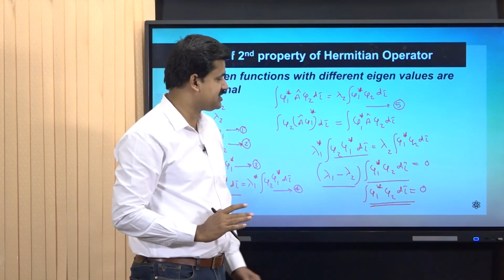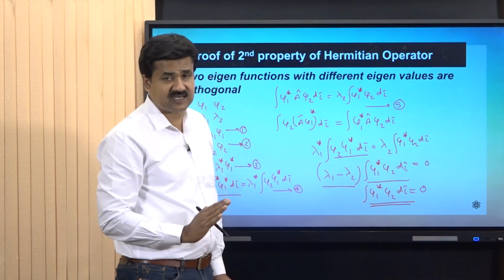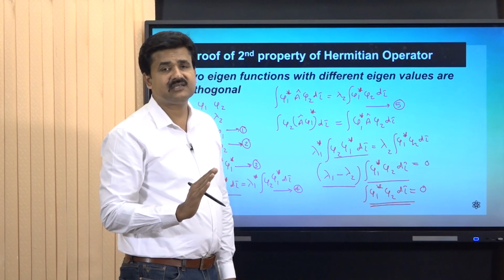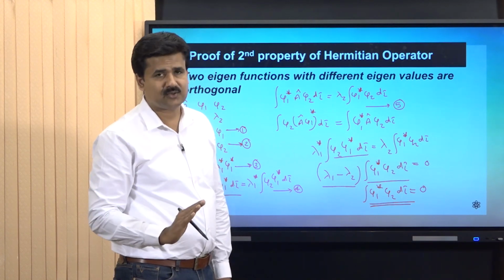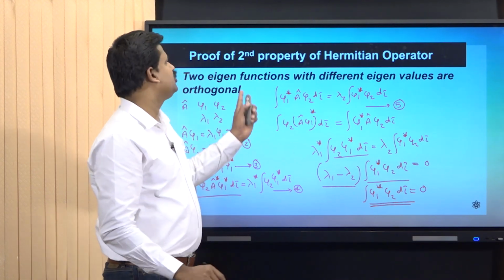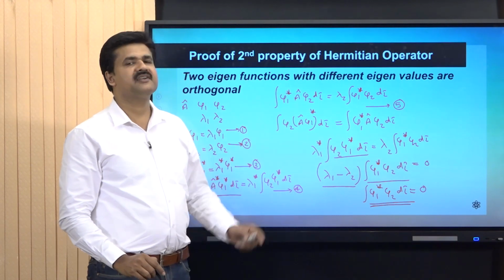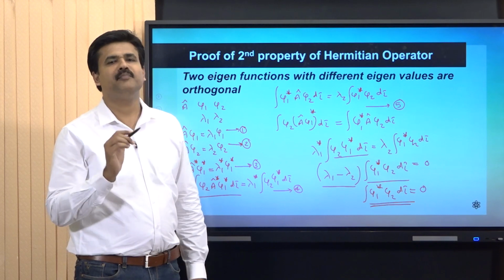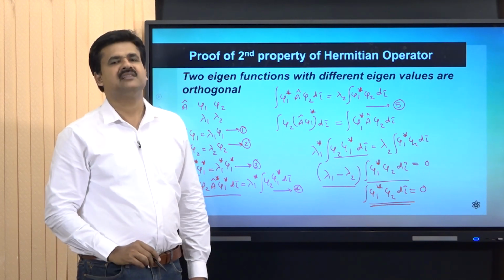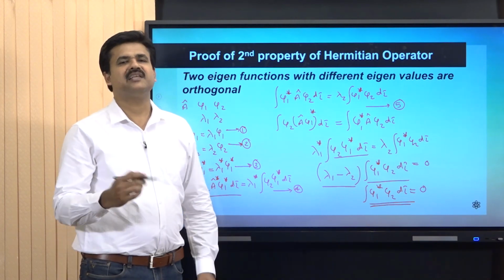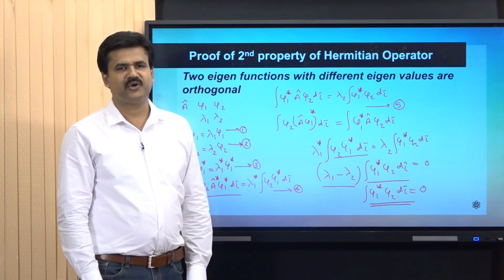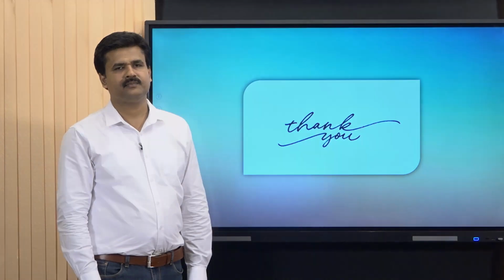If two functions psi 1 and psi 2 are orthogonal, then the integral of psi 1 star psi 2 d tau is equal to 0. Thus, we proved that two eigenfunctions with different eigenvalues of a Hermitian operator are mutually orthogonal. Thus, we have discussed the complete properties of the Hermitian operator. That's all about this module. Thank you.